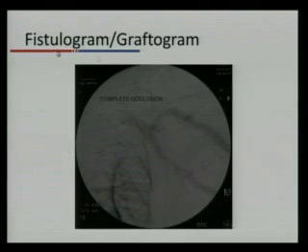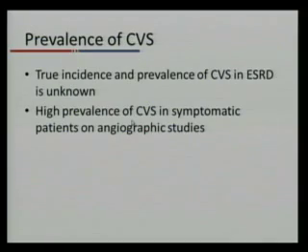We use the word fistulogram when there's a fistula or a graft. That's the easiest way to access. We just enter the fistula or graft, shoot some contrast, and often we'll find either a very tight stenosis or complete occlusion of the central vein, here in this case, the subclavian vein.